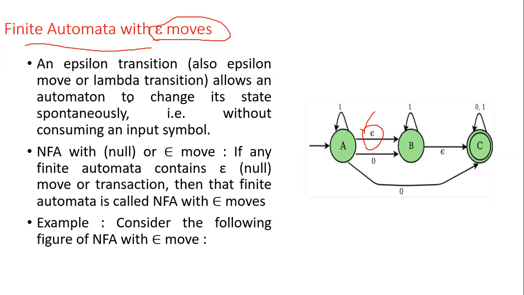An epsilon transition allows an automaton to change its state without consuming an input symbol. Without consuming the input symbol, we can shift our states from one state to another state. Any automata having epsilon moves, we can say is an NFA with epsilon. This diagram is the example for finite automata with epsilon moves.